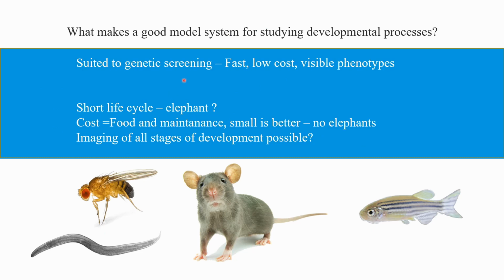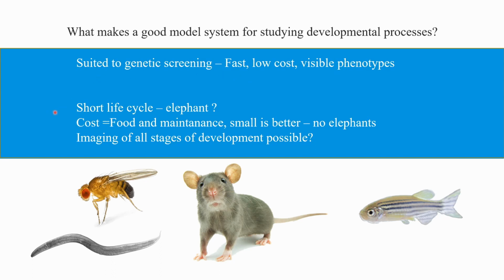I'll just add a few things to the choice of a good model for studying developmental processes nowadays. It's very important that they are suited to genetic screening. So they should have a fast life cycle, a low cost to maintain, and it's a benefit if they have visible phenotypes. And that was more true perhaps in the old days with lower powered microscopes and less penetrating microscopes compared to what we have now. But these still hold true.